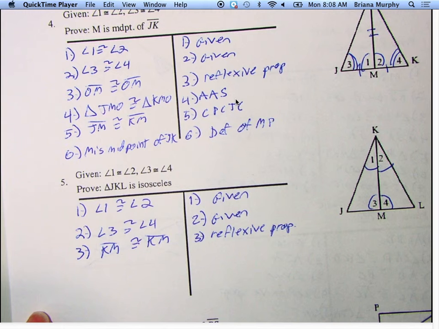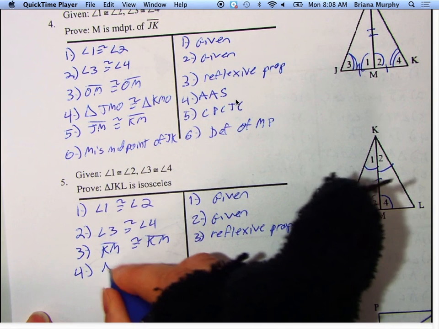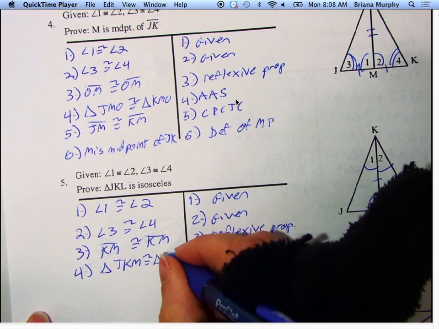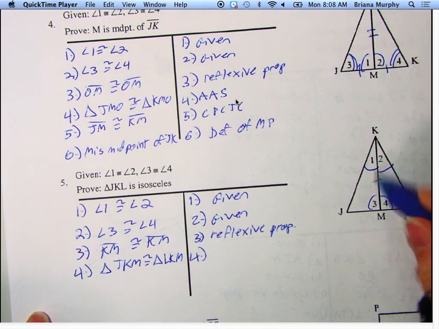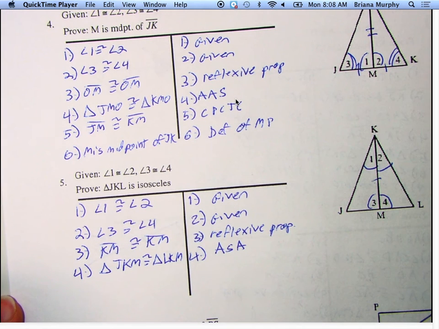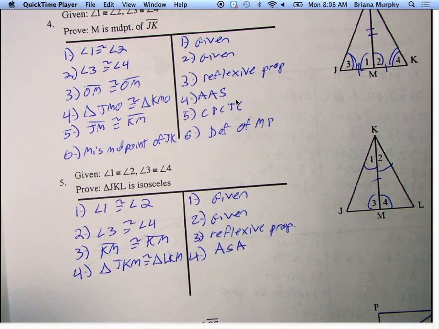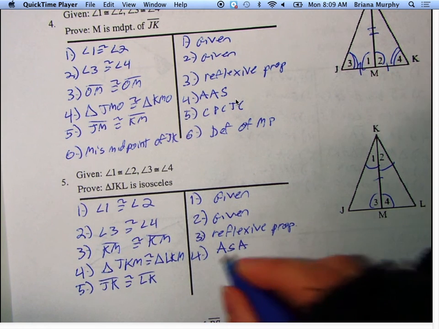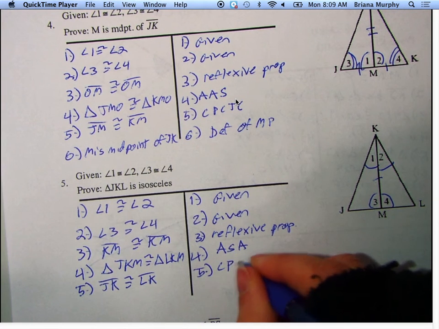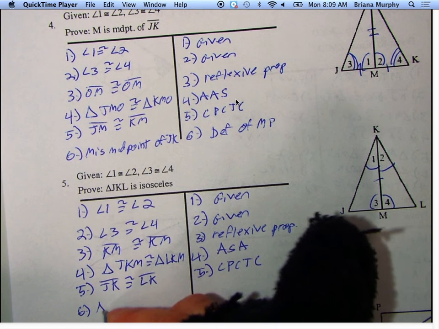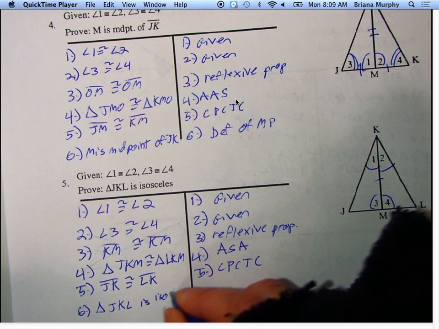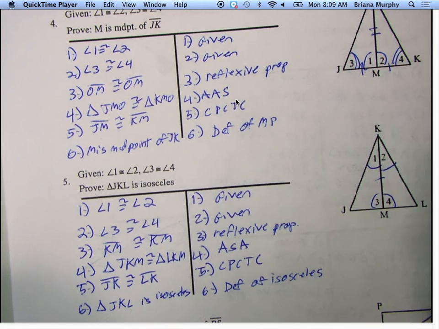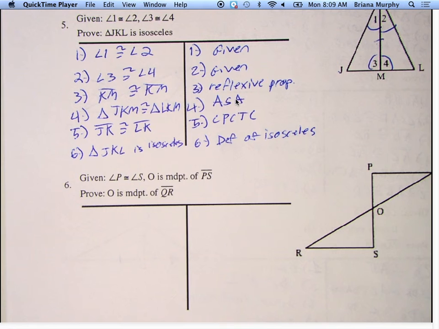Okay. So, step four, how are they congruent? Triangle JKM is congruent to, how would I say it? LKM. LKM by what? Angle, side, angle, good. Okay, what does isosceles mean? Two sides are congruent. Okay, so which two sides am I going to say are congruent? JK and LK. LK, and I can say that by what? What's my reason? Yes. So, step six, what I'm trying to prove, triangle JKL is isosceles by definition of isosceles. Yep.